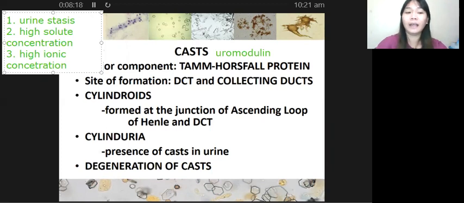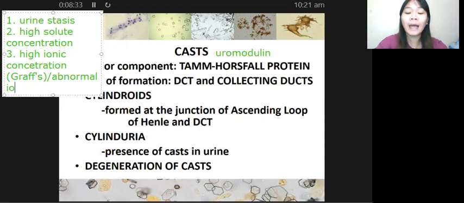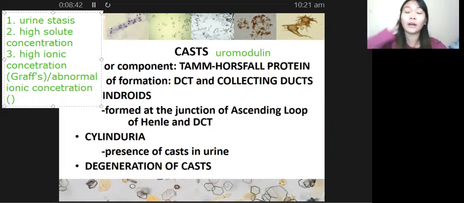Yan ang nakalagay sa graphs. Yung book na graphs, siya ang nagsabing high ionic concentration. Kay Henry, ang sinabi po niya ay abnormal ionic concentration. Ito naman nakuha ko yata kay Strasinger. Basta nakuha ko siya sa mga references natin. Nakalimutan ko na kung saan ko nabasa, basta nabasa ko siya.